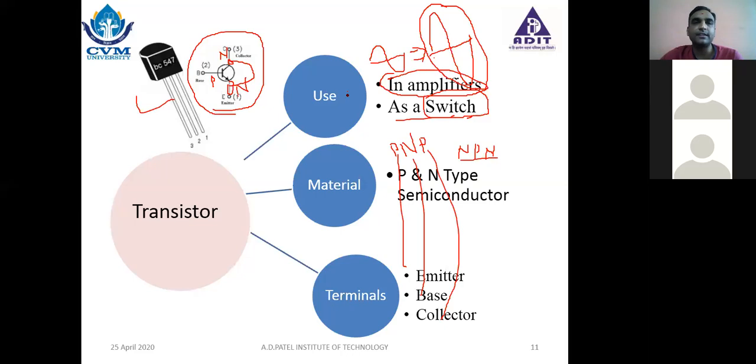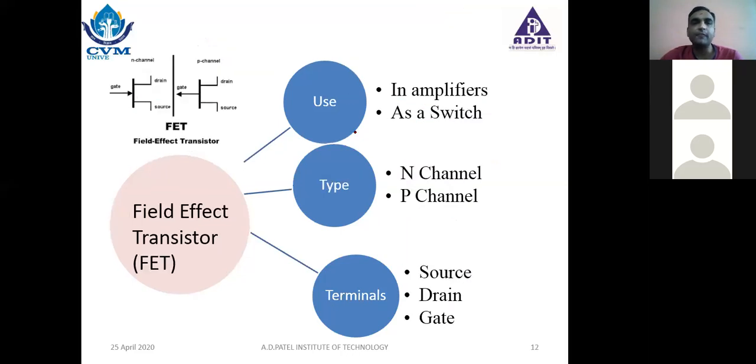Next I will move to the next component, which is the field effect transistor. It has this symbol. It is of 2 types, N channel and P channel. This is the symbol of N channel, as you can see over here. This is the symbol of P channel, as you can see over here.